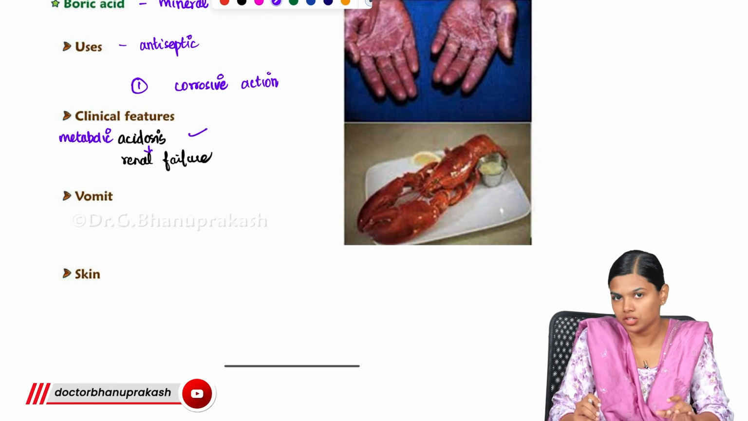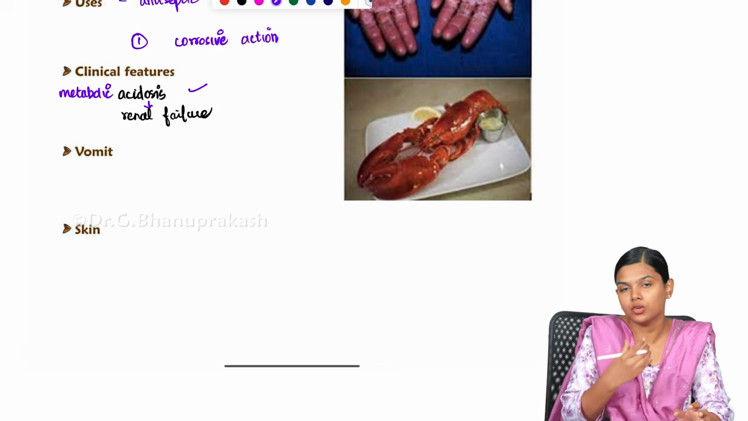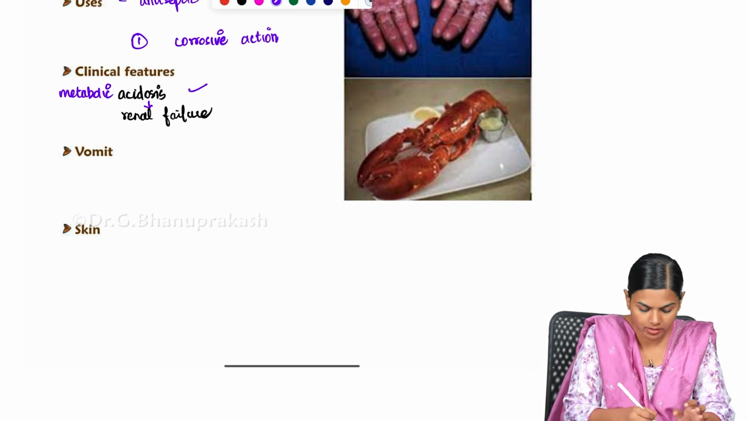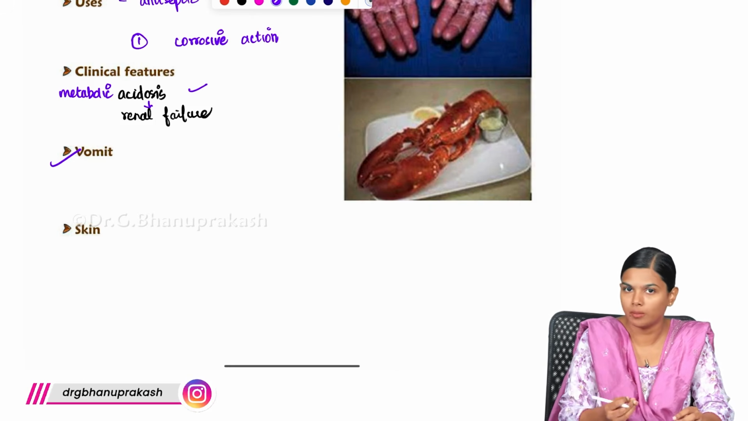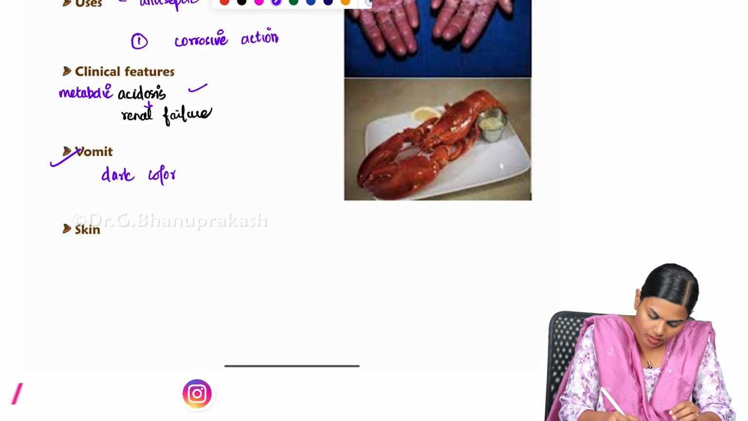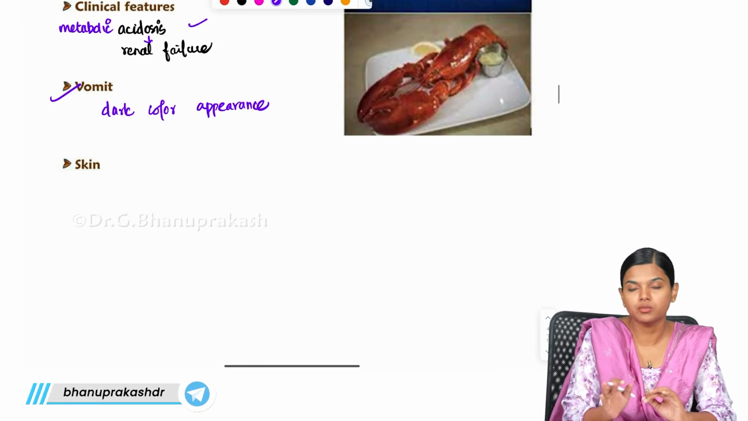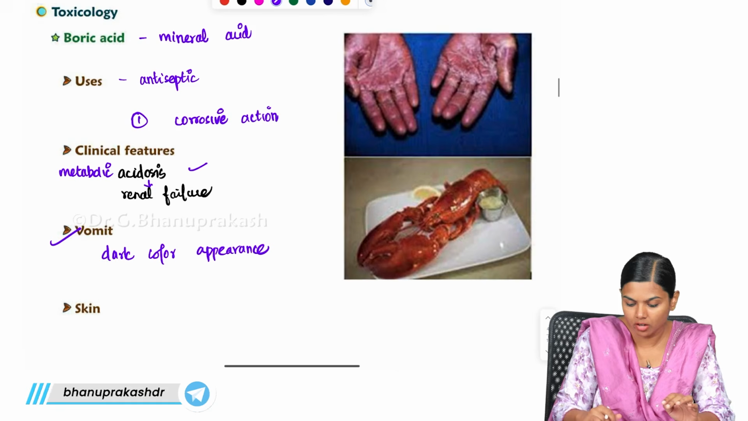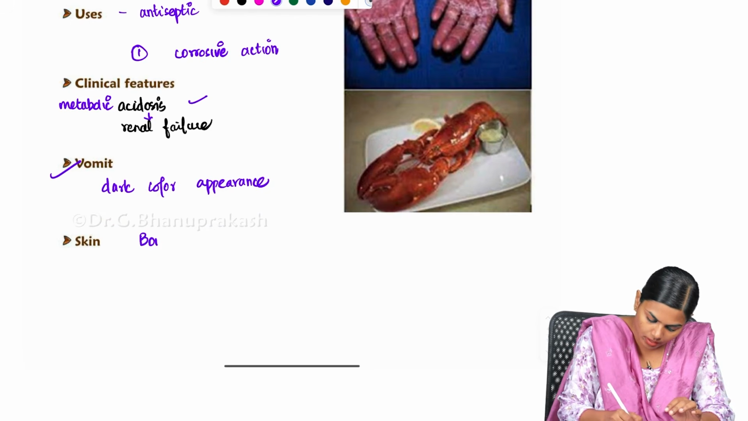So this is the common presentation of boric acid ingestion, and because of that corrosive nature, erosion of the mucosa, you will get vomiting. There will be dysphagia, there will be discomfort, and there will also be vomiting. And this vomitus will have a dark color appearance because of the presence of blood. You will get dark colored vomitus, and if there is skin contact, it will look like this: a boiled lobster appearance.